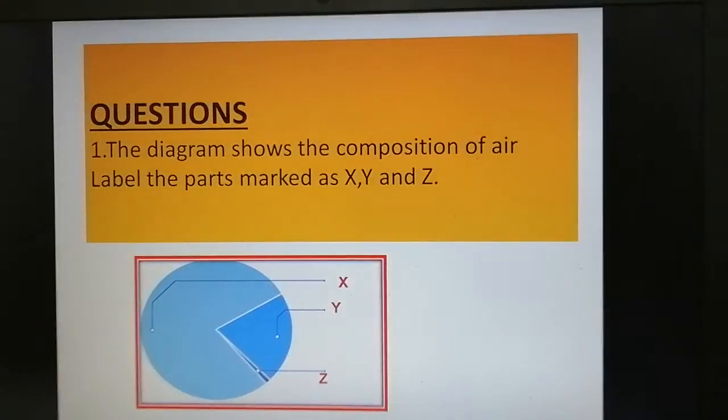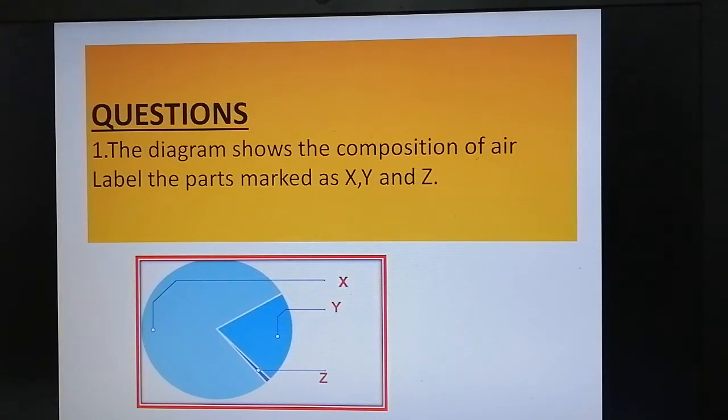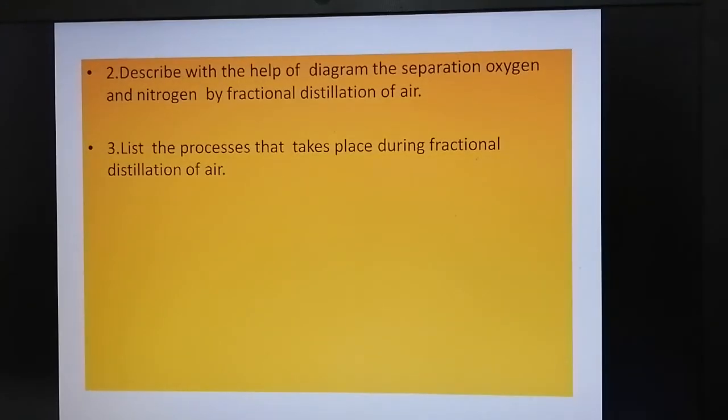Please try to answer all the questions here. Describe with the help of a diagram the separation of oxygen and nitrogen by fractional distillation of air. In this, please draw the diagram which is given in the blog. Your next question is: list the processes that take place during fractional distillation of air. This we have already done in fractional distillation of crude oil. These topics you can find on page numbers 208 and 209.